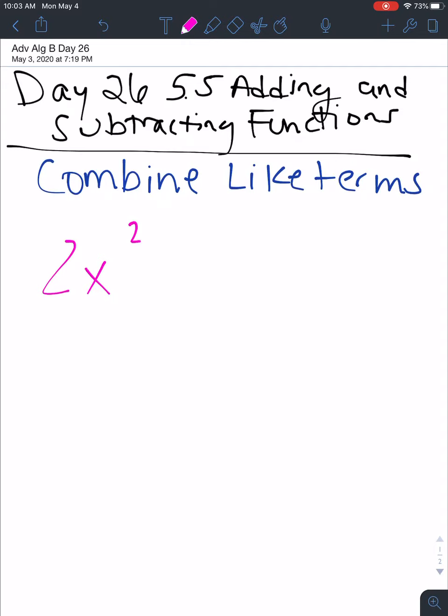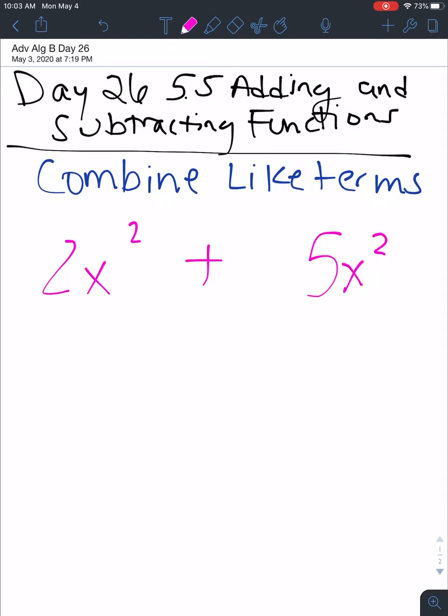So if you had a function like y equals 2x squared, and another function like y equals 5x squared, and it wanted you to add them together, you could totally do that because your exponents are the exact same and your variables are the exact same. So 2x squared plus 5x squared, y'all should be able to tell me is 7x squared, okay?